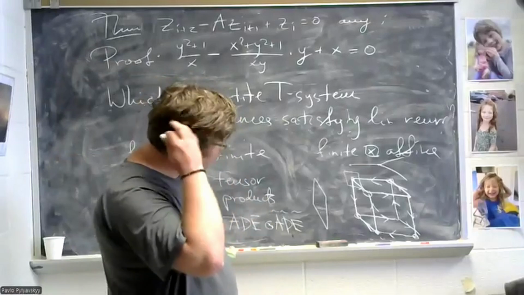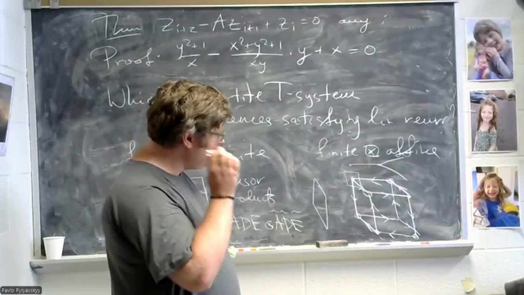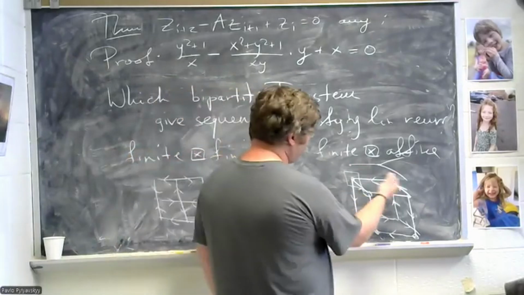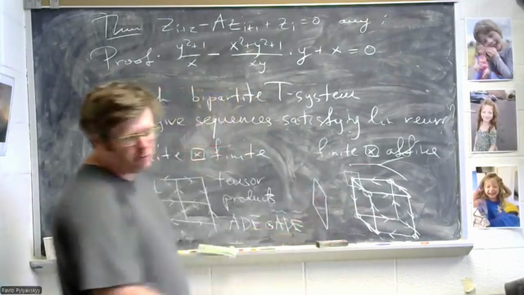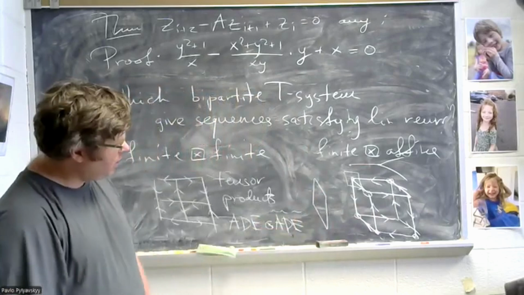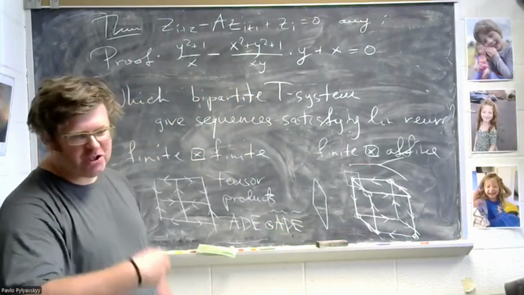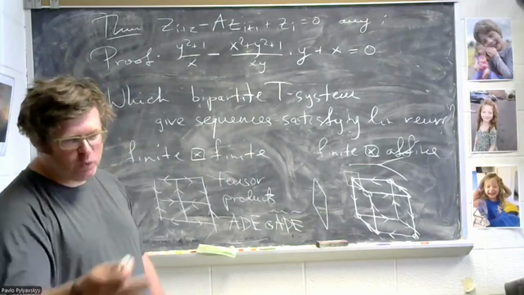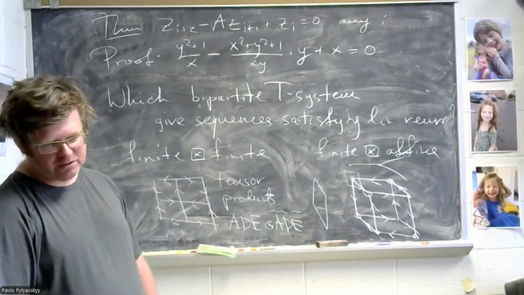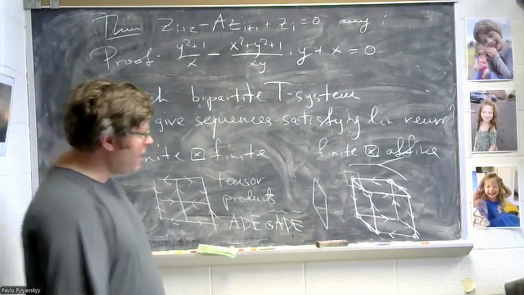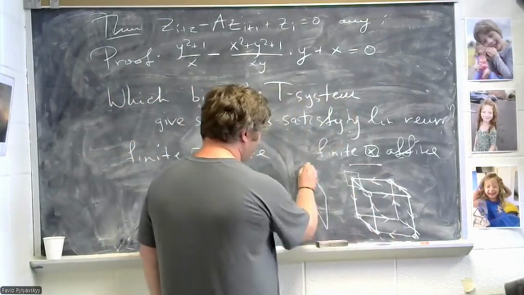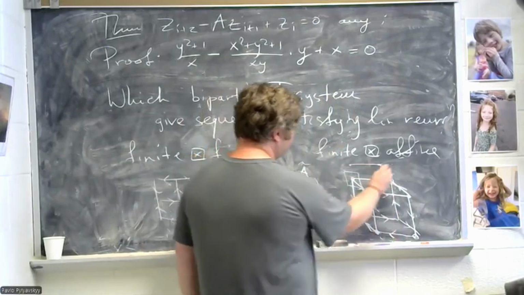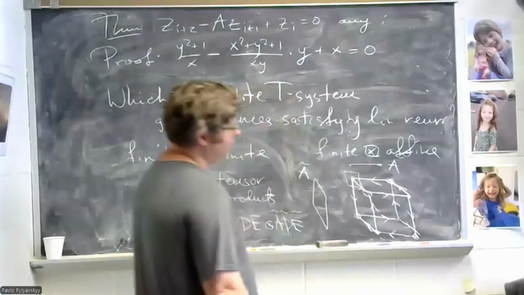So what we don't know how to prove is that if you take any one of those and you start doing the T system, then what you see at vertices will satisfy linear recurrences. The only exception is what I drew for you at the beginning over here, when this is affine type A and this is finite type A.